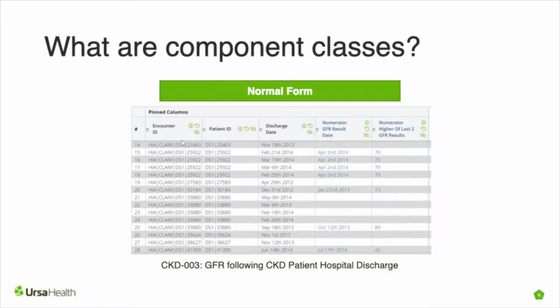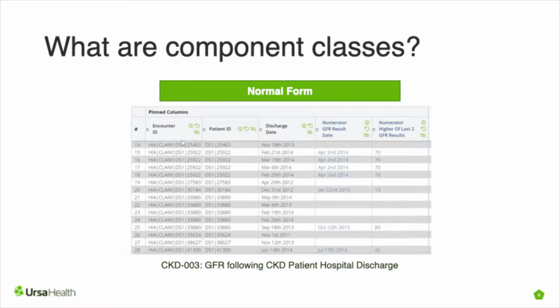Now, the last concept to introduce is that of component classes. There are two component classes, normal and long form. This concept refers to the relationship between the denominator observation and the numerator observation. With a normal form measure, every denominator observation has at most one numerator record associated with it. So there's a possibility for a one-to-one relationship between the denominator and the numerator's records.